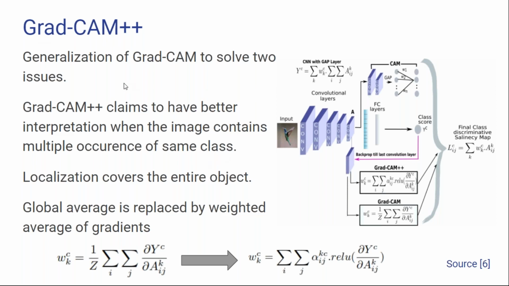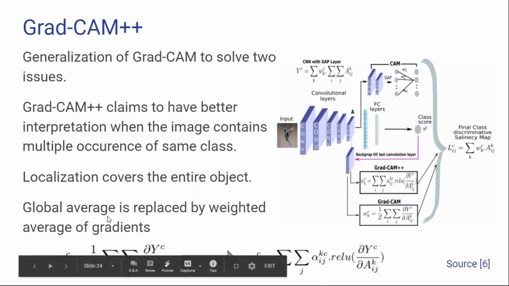They claim that Grad-CAM++ solves two issues of Grad-CAM. One is that it improves the localization by covering the entire object, and not just a part of an object. It also solves another problem I mentioned earlier, where you try to get an explanation for multiple occurrences of the same class. When you have 5 dogs, Grad-CAM might highlight only 1 or 2 dogs. The others might not be highlighted, but with Grad-CAM++, all the dogs will be highlighted.